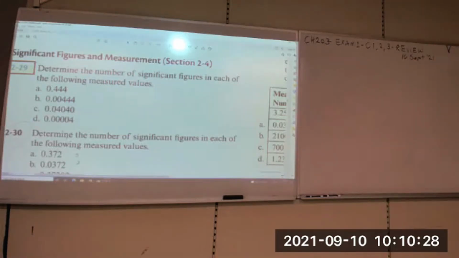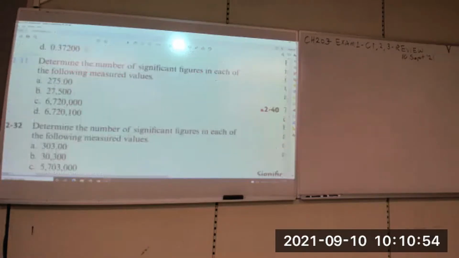On the left, they're never significant. In the middle, they're always significant. To the right, it depends. Is there an explicit decimal in that number? If there is, then the zero on the right is significant. If there's no decimal there, then the zero on the right is not significant. Okay.